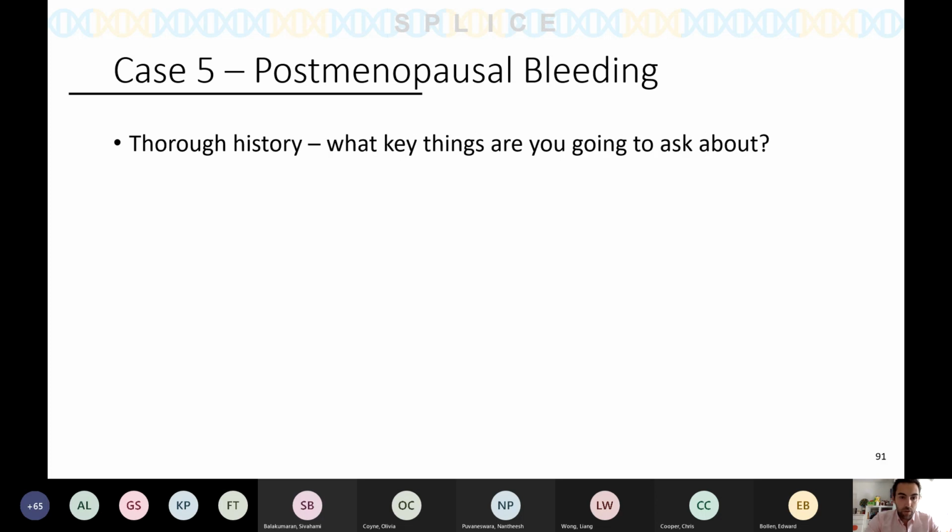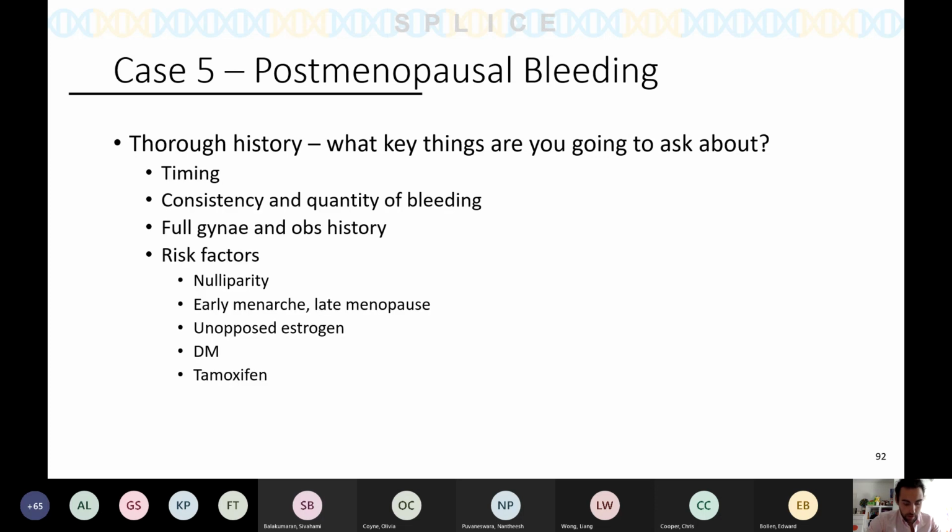So, thorough history, what key things are you going to ask about? Volume, systemic symptoms, nice. Timing. So, how long has it been going on for? When did it start? Consistency and quantity of bleeding. You want to do a full gynae and obstetric history, which we've spoken about before, and also ask about specific risk factors. So, have you had any children? When was your menarche? When was your menopause? Etc. etc.